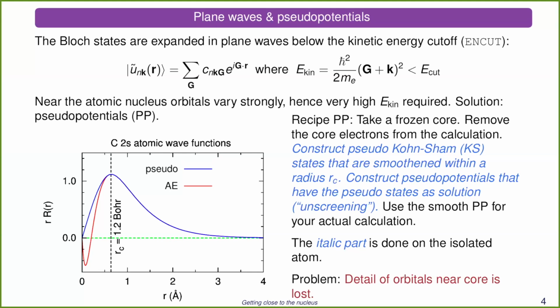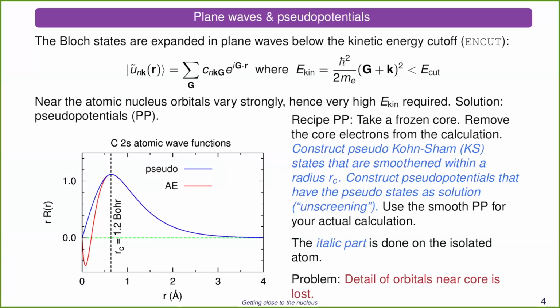Going towards the PAW method, first, of course, there are pseudopotentials and plane waves. And in VASP, the basis is plane waves. Here at the top you see the Bloch states, which are expanded in plane waves with the expansion coefficients. Everything below the kinetic energy cutoff, ENCUT, is usually included in the basis set. You want to have this ENCUT as small as possible to have as efficient a calculation as possible.